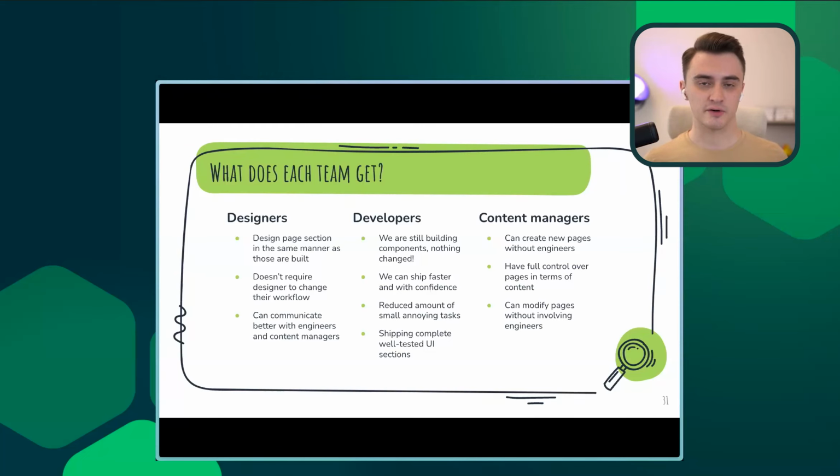We can ship faster and with confidence because we're solving one task at a time. We're not thinking about anything else. We're thinking in isolated scope, and this is nice. This is how you can build things without being stressed with other tasks. You're focused on one thing specifically. The reduced amount of small annoying tasks is what you get out of the box because you solve one problem at a time. Simple as that.